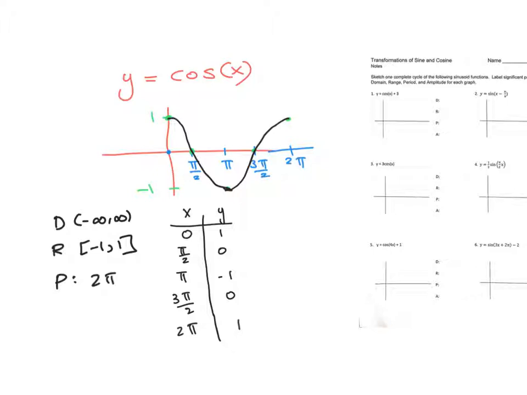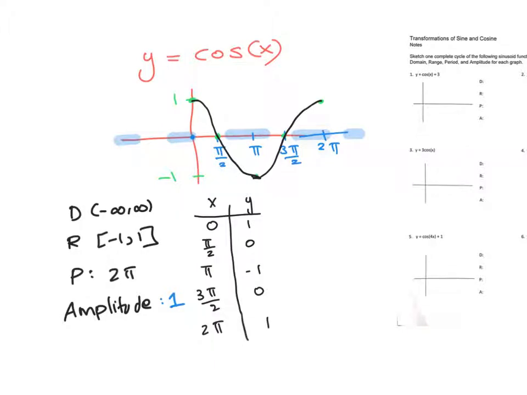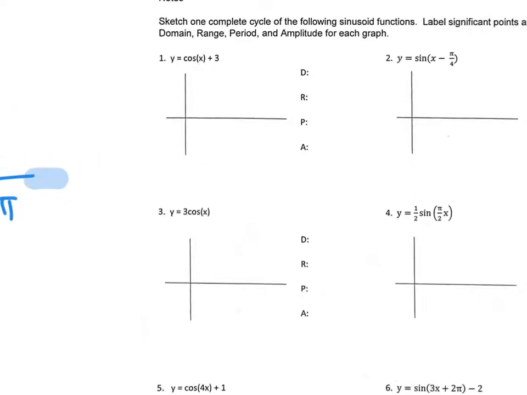And the amplitude is the distance between the midline and the highest point, or the midline and the lowest point. So the midline is going to be here, and then the amplitude would be from the midline to the highest point, which is 1, so the amplitude is 1. Now, after we reviewed how to graph the cosine, let's do graphs of transformed forms of cosine.